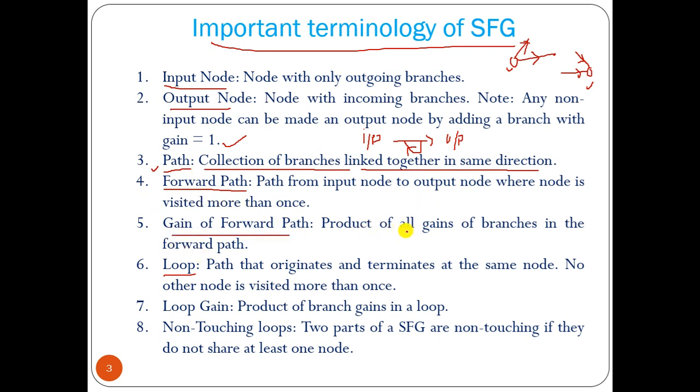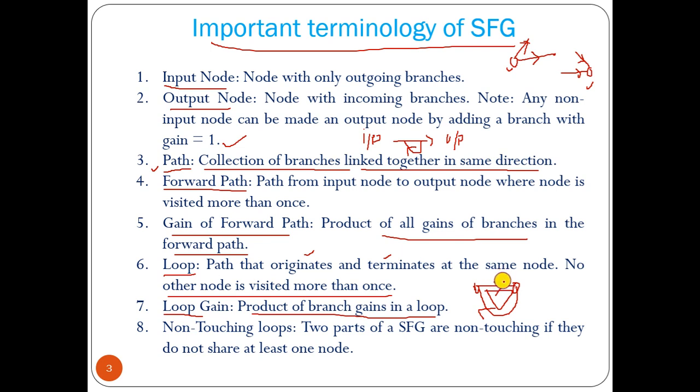The gain of a forward path is the product of all gains of branches in the forward path, and a loop is nothing but a path that originates and terminates at the same node. So if we have, say, two nodes, and it originates from this node, goes up to this node and then comes back to the same node, then it is called a loop. So it originates and terminates at the same node. No other node is visited more than once. This node is visited only one time. That is the logic for this loop. The loop gain is the product of all branch gains.